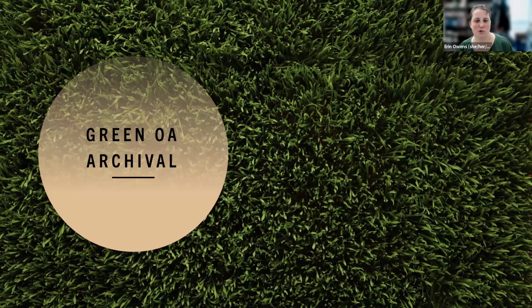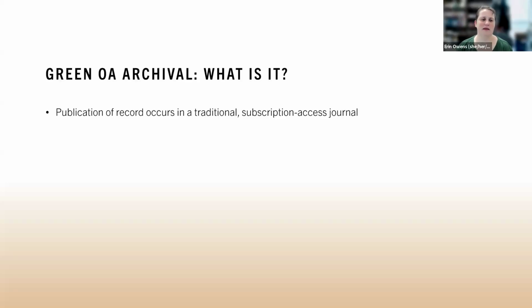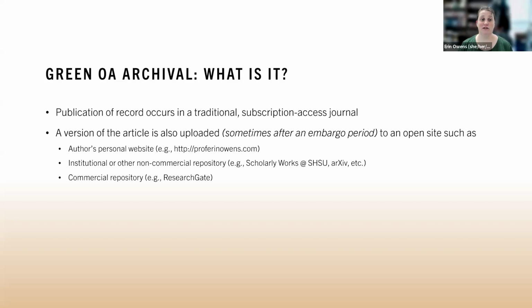Now I want to dive in a little bit more on green OA archival. We saw green OA in our spectrum of publishing methods. This is the mechanism where a publisher does not share the journal article openly, but they allow authors certain permissions to do so. Let's dive into this a little bit more. So what is green archival? Again, the publication of record occurs in a traditional subscription journal, but a version of the article is also uploaded to an open site. That might be the author's personal website, their institutional repository, or another non-commercial repository like arXiv, or it might be a commercial repository like ResearchGate.